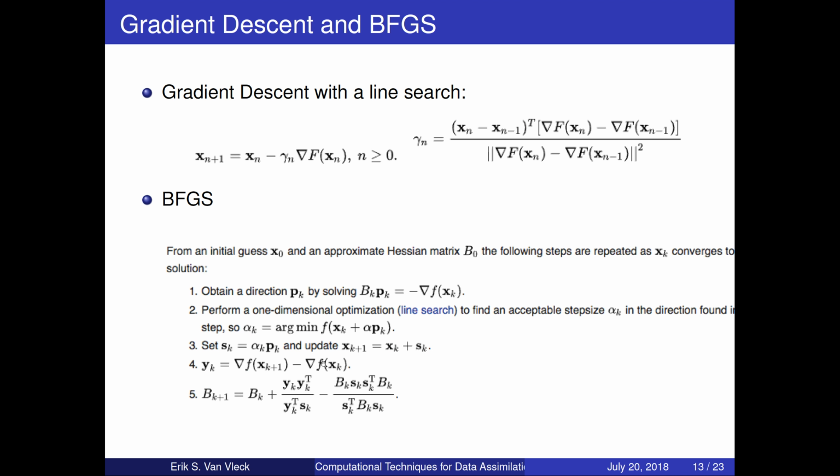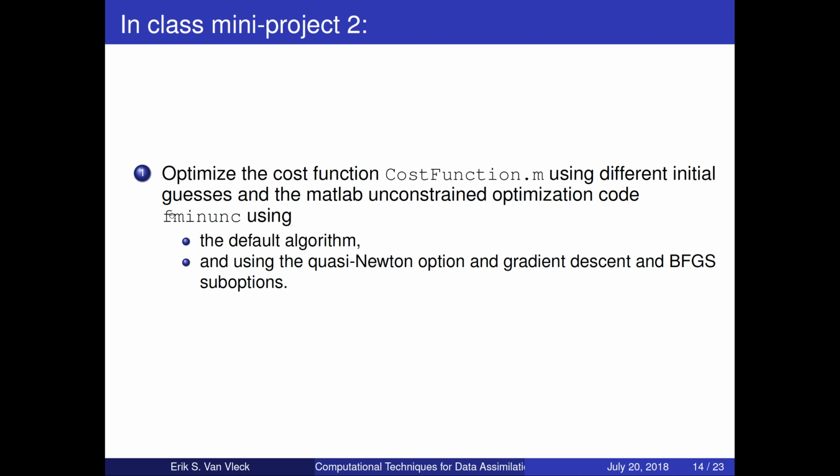So to solve optimization problems, we often use gradient descent with a line search that's outlined here. The line search is determined by gamma n, and this is the standard form for the line search. And then BFGS is a method that combines some of the nice properties of gradient descent with the fast convergence of Newton's method.